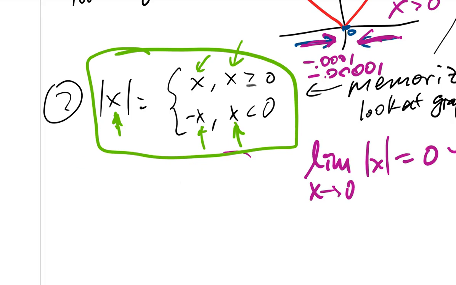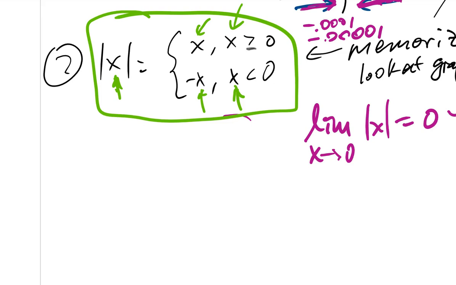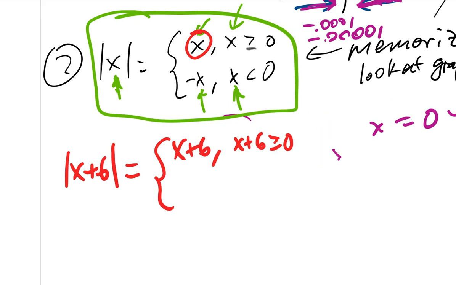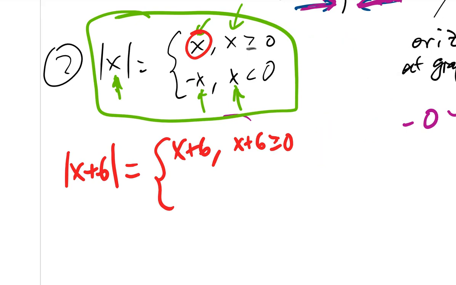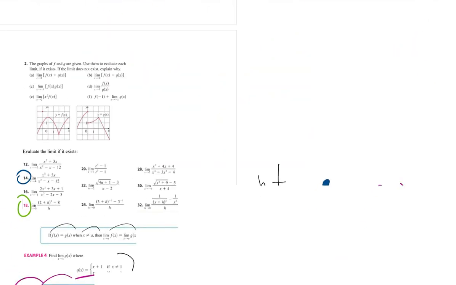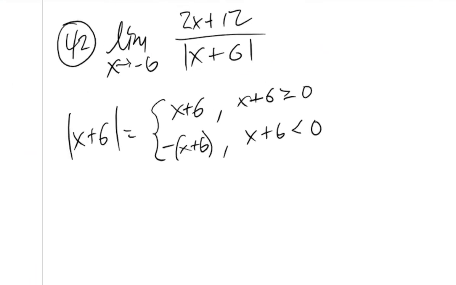So let me just write that here so you'll see the similarity. So before we had x plus 6, and then we go equals, and then I'm going to rewrite it up here, x plus 6, and then x plus 6 is greater than or equal to 0. Get rid of this limit. All right, and then I'm going to rewrite it there. So x plus 6, and then x plus 6 is less than 0 here. Okay, so with that said, I'm going to go back down to the problem.